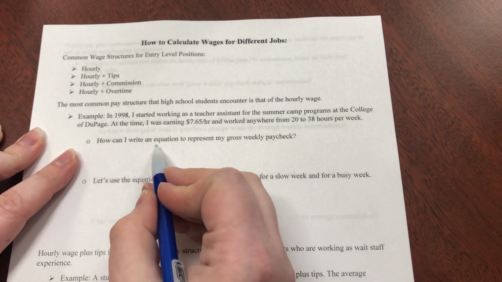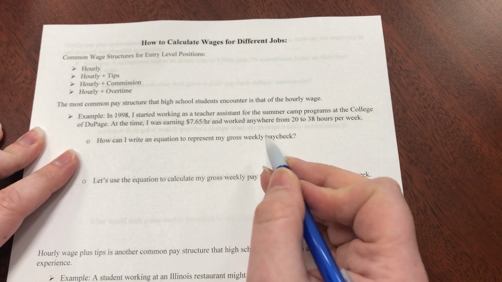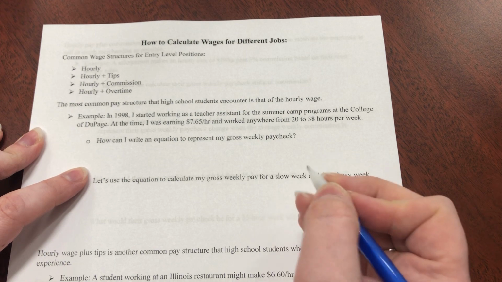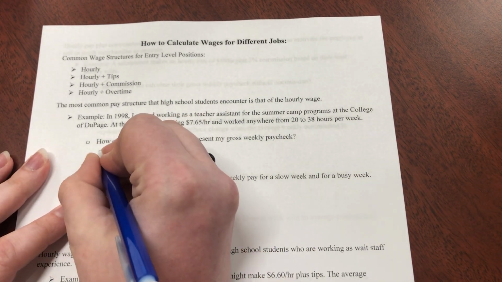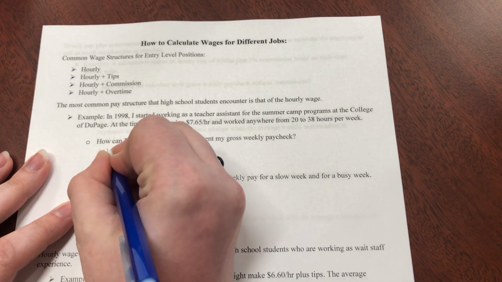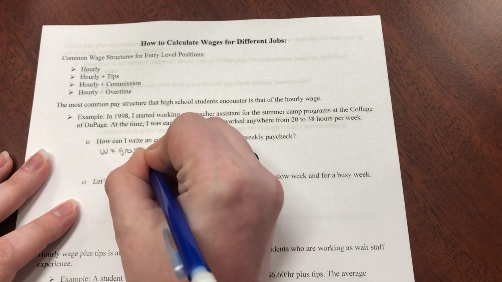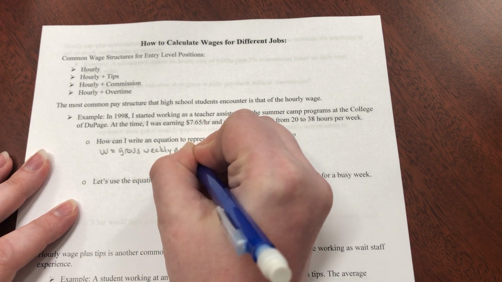Now, how can I write an equation to represent my gross weekly paycheck? Gross just means my paycheck before taxes are taken out. That's what the term gross means. Before I can write an equation, I do need to make sure that I'm defining my variables. So I'm going to use W to represent my gross weekly paycheck.